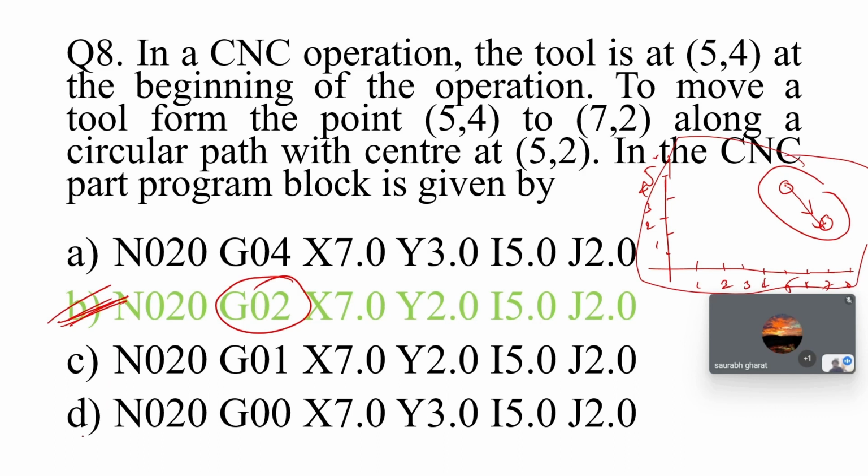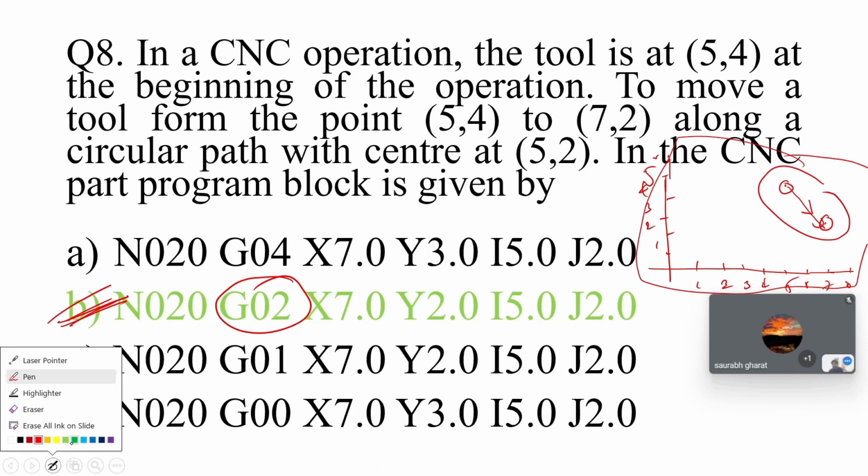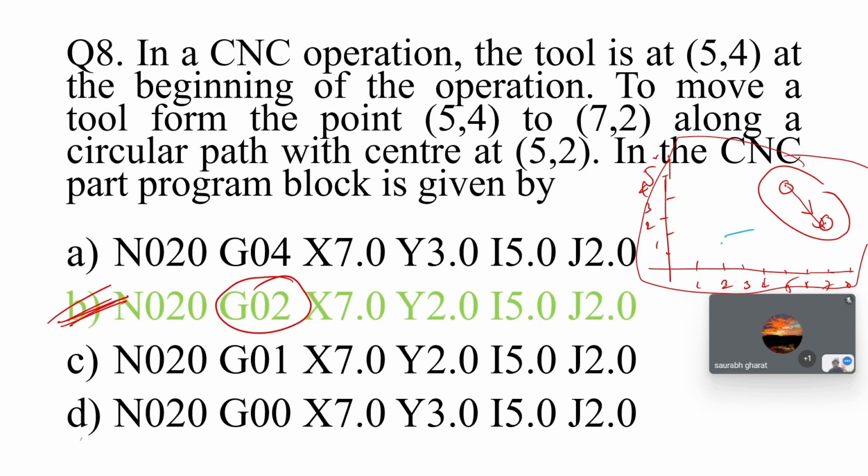I told you this part is my assignment also, the previous assignment. So do this and solve your answer. So this is your answer. I showed you how it will be your answer.